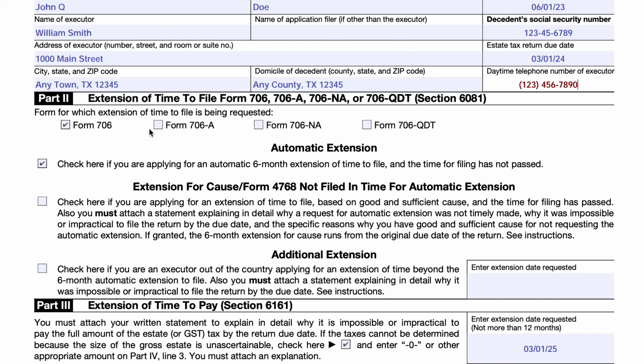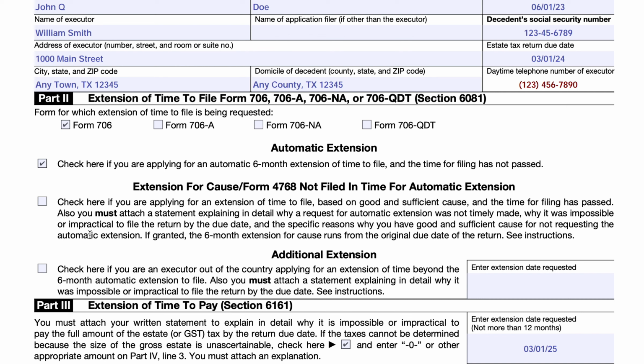So if you are applying for an extension for cause, or if the Form 4768 was not filed in good time for an automatic extension, you can check this box, but then you also have to attach a statement that goes into detail about why you didn't make that request, or why it was impossible or impractical to file by the due date, and the specific reasons why you have good cause in not requesting that automatic extension.